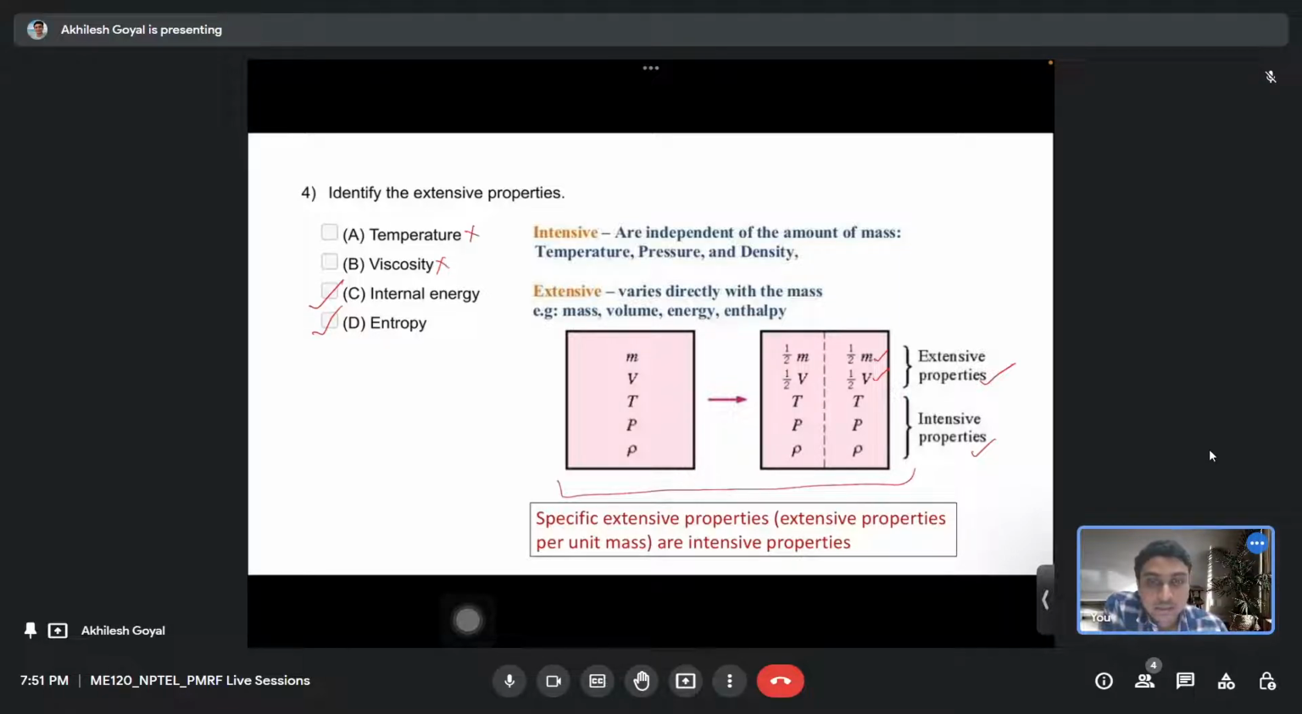So specific extensive properties are intensive properties, because they don't change with the mass. We are already dividing these properties by the mass. So these come under the category of intensive properties. Okay. So any doubt till here?